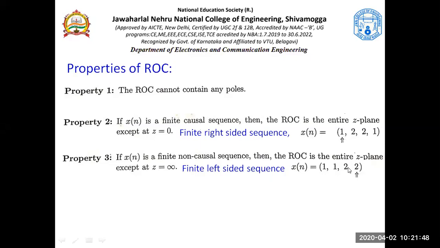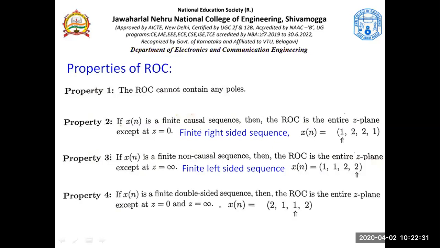But in right-sided and left-sided sequences, in causal and non-causal sequences, you should understand the zeroth sample is there. For such a left-sided sequence, the ROC is the entire Z plane except Z equal to infinity. Understand this? Why except Z equal to infinity? Because for such a sequence, at Z equal to infinity, X of Z would become infinite. So except Z equal to infinity, everything remaining, all the values of Z, would constitute the ROC. That is the meaning of this property. This is the list of the things that we already have learned.